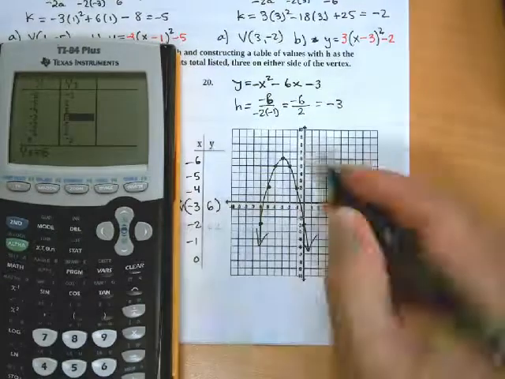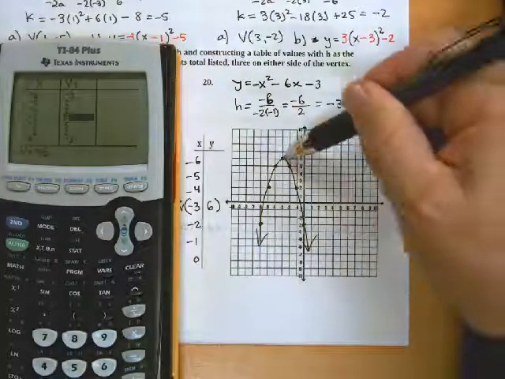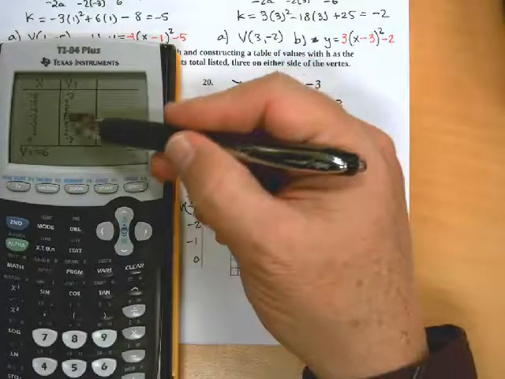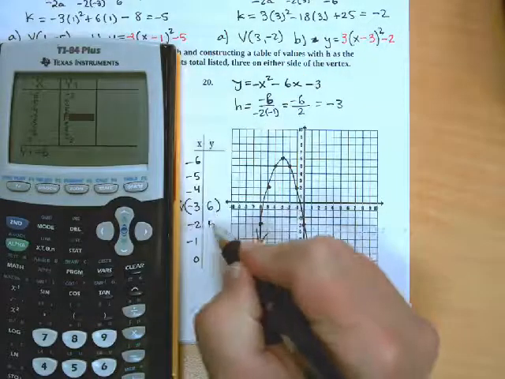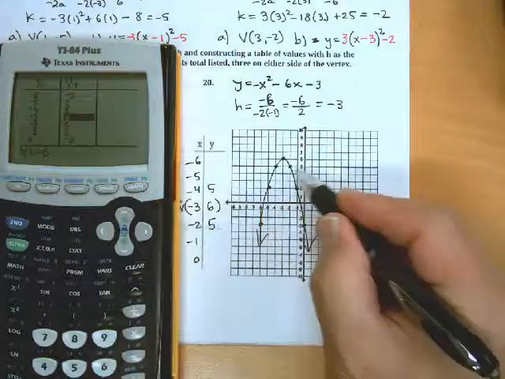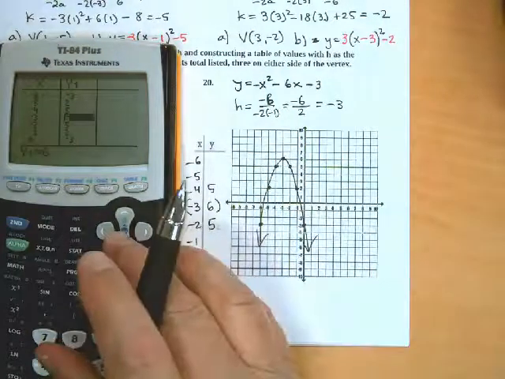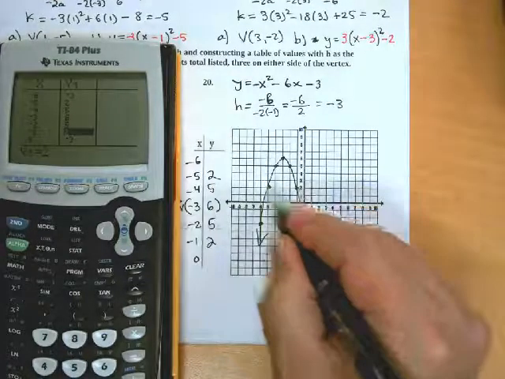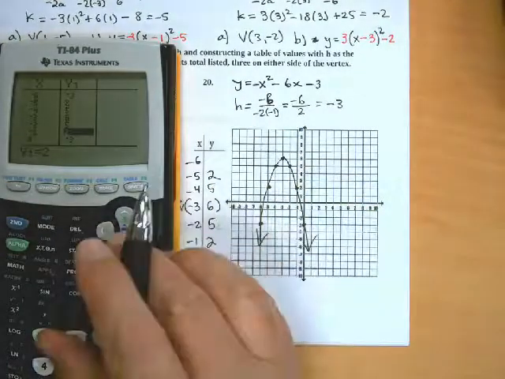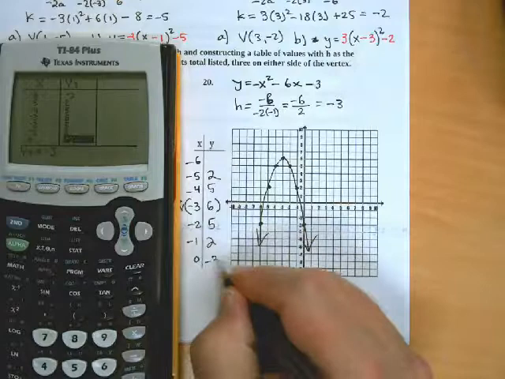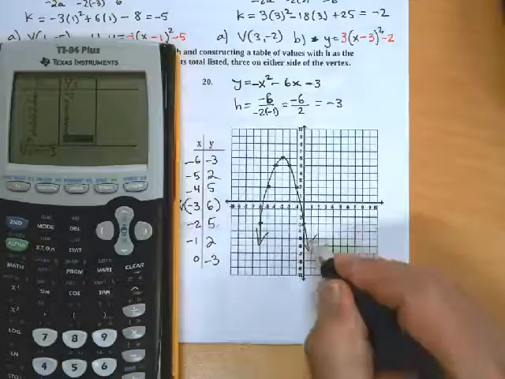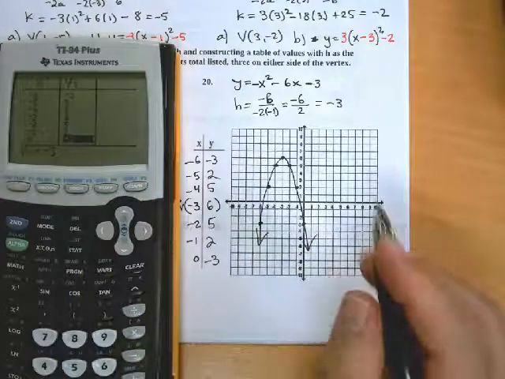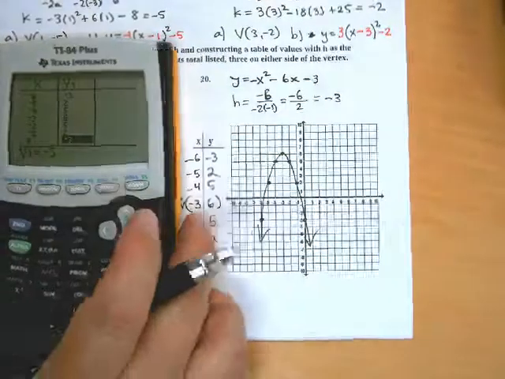So you can see my vertex at negative 3, 6. And on either side of that, this is a good sign, you see matching numbers. It goes down to a height of 5, there and there. And then it goes to a height of 2. That's the next 2 points. And then as you spread out further, it goes down to a height of negative 3. Here and here. And you graph those points, and you got your problem done.